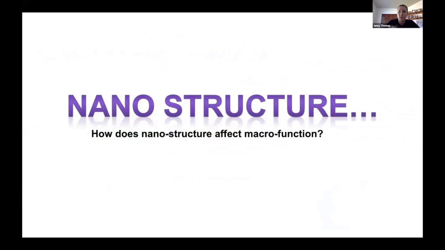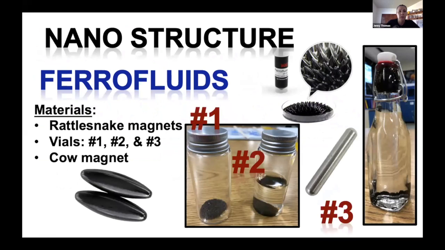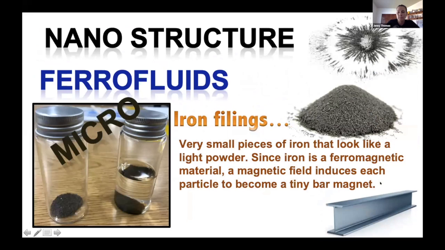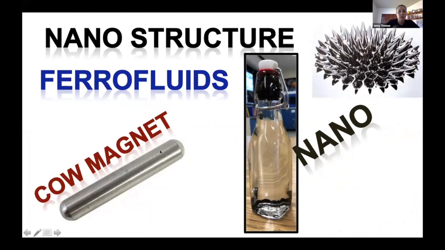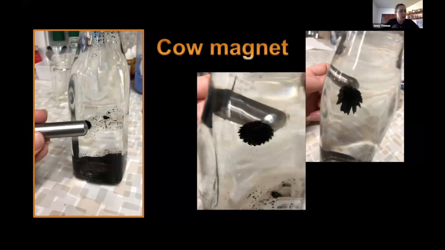Moving from that size into structure, looking specifically at structure. How does nanostructure affect macro function? And so I did a little bit with ferrofluids, and this is something that I researched. And so I had the kids mess around with magnets, how do magnets attract and repel, and then looking at little bits of iron particles, and how they're attracted by a magnet, and then going from that to looking at something called ferrofluids. So here we have the iron, and then using a cow magnet to attract what is basically a liquid magnet. Okay, this is a picture of looking at that.